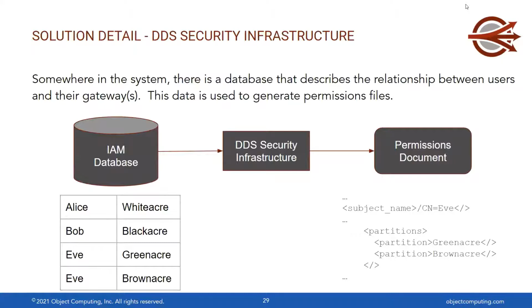What's not shown here is a table that would also be Eve's gateways, where one of them would be in Greenacre and one of them would be in Brownacre. So Eve could interact with both of them, but they would be only interacting with Eve and not each other. Let's move on.